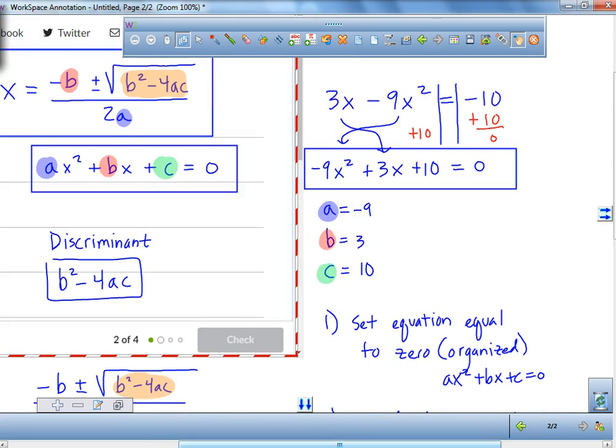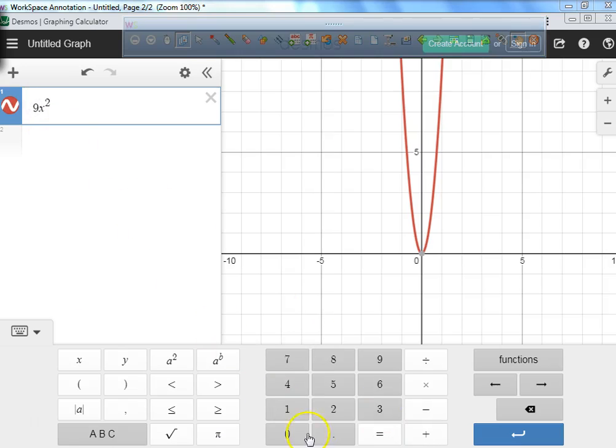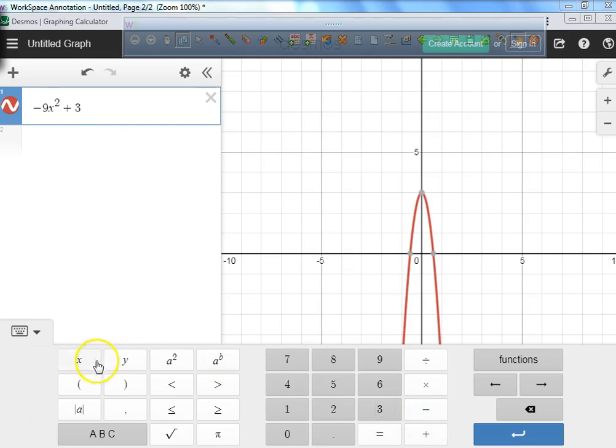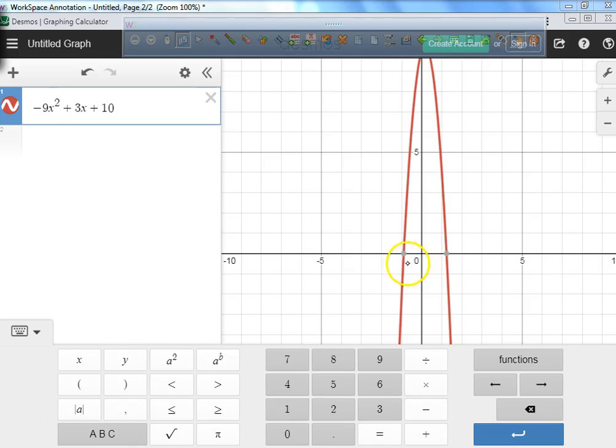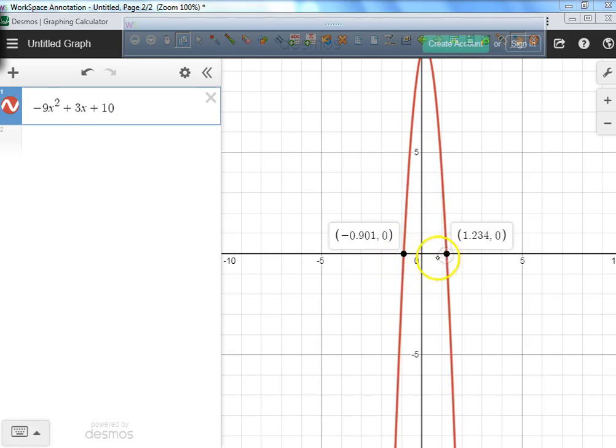So I got to go over here. So I got to put negative 9x squared plus 3x plus 10 equals, so I don't put equals 0. Does everybody see that negative 0.901 and that 1.234? Okay? Those are the approximate values.